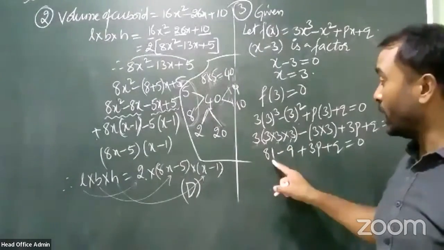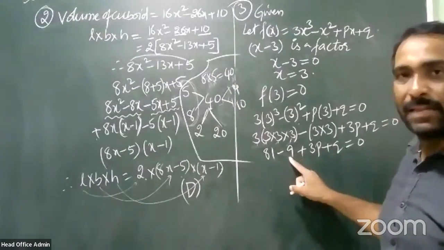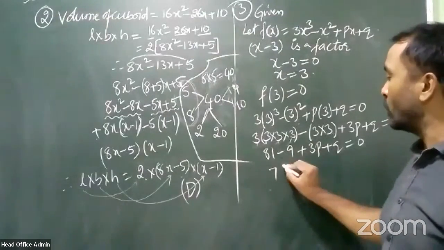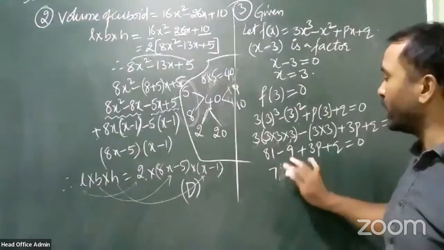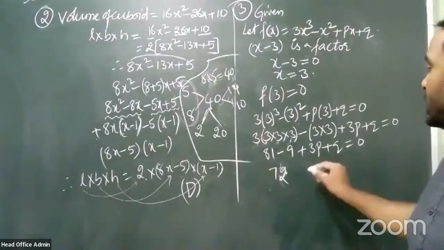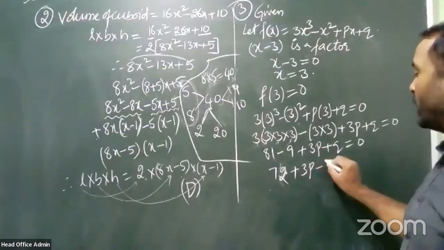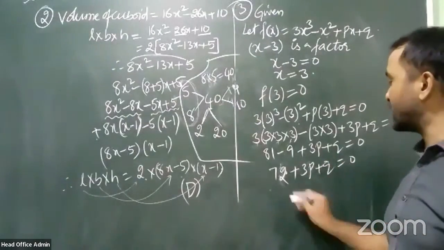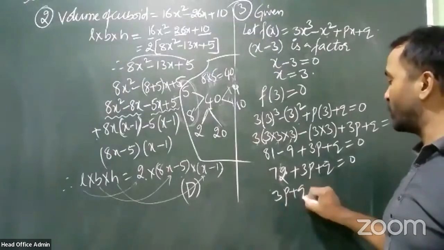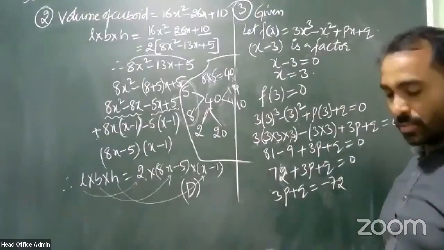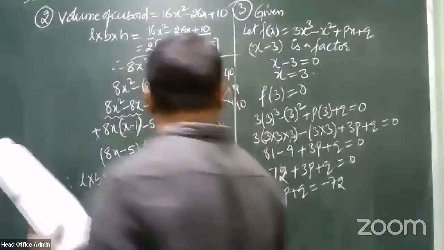Getting my point? Now see here, 81 minus 9. 81 minus 9 is how much? 72. Yes or no? 81 minus 9 is 72. 72 plus 3p plus q equals 0. So still, if you check, 3p plus q equals plus 72 comes here, means it will become minus 72. So where is the option C?